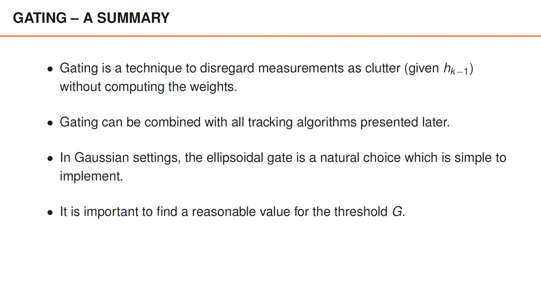To summarize, gating is a technique to disregard measurements as clutter, without ever computing the weights. Most of the algorithms that we present later start every update with gating to reduce the computational complexity. We have seen that the ellipsoidal gate, where we place a threshold on the distance d square, is a natural choice in Gaussian settings. It's important to select a suitable threshold g, and we typically do this by selecting a value for the probability pg, and then compute the value of g that gives the desired value for pg.